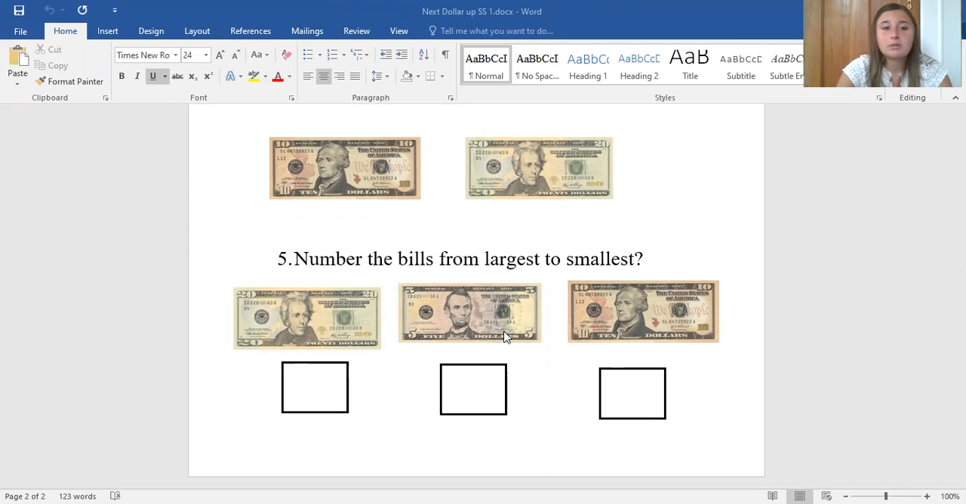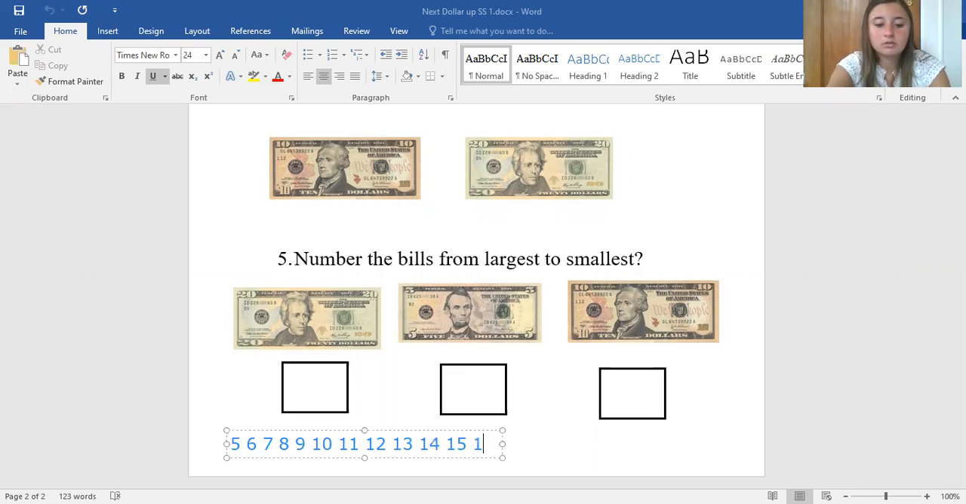So I'm going to create a number line to help me with this problem. So I'm going to start at 5 because that's my smallest bill. Okay, and I'm going to go up to 20. So this is my number line here, and I'm going to circle the different bills that I see in my collection. So I see a 5, I see a 10, and I see a 20.